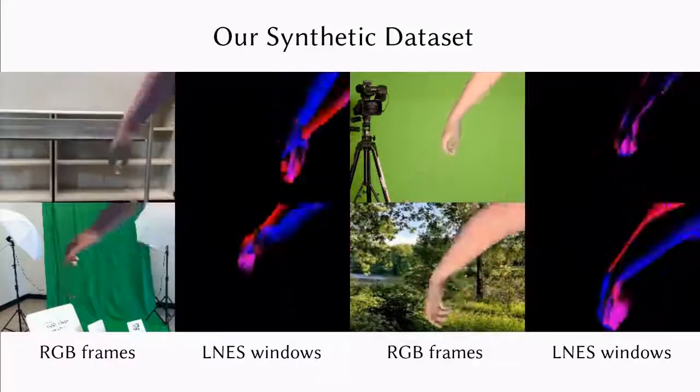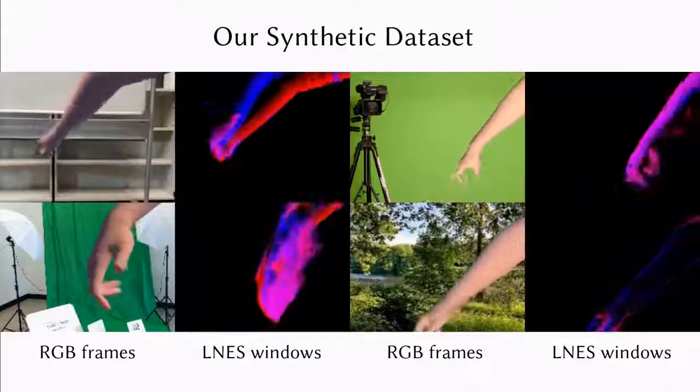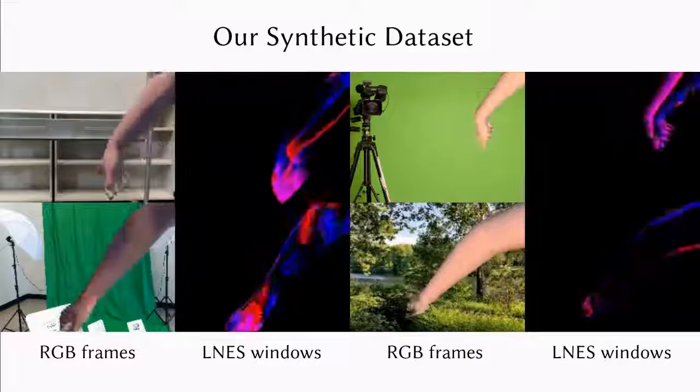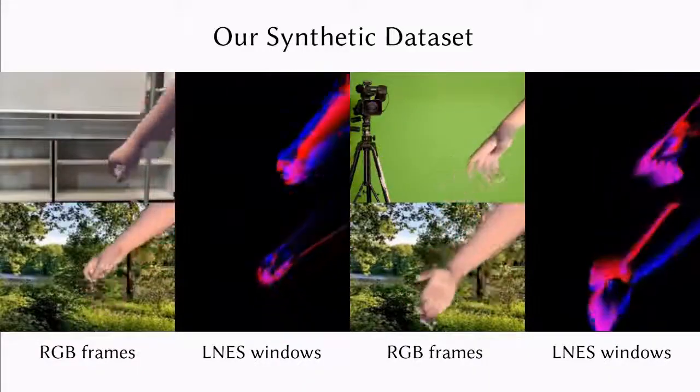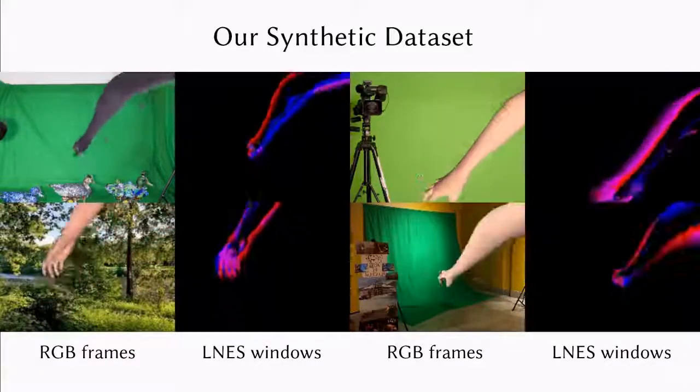To account for additional data variations and reduce the domain gap between real and synthetic data, we perform extensive augmentation of the generated event streams. This includes simulating event noise, varying window length to simulate different hand speeds, and swapping random pixel polarity to simulate different scene appearances.